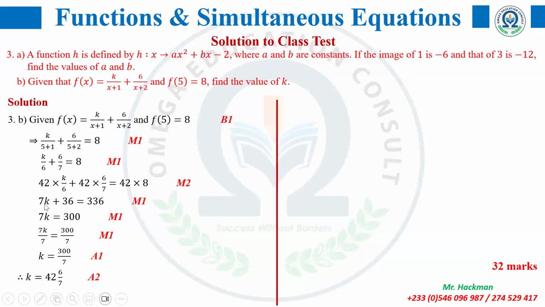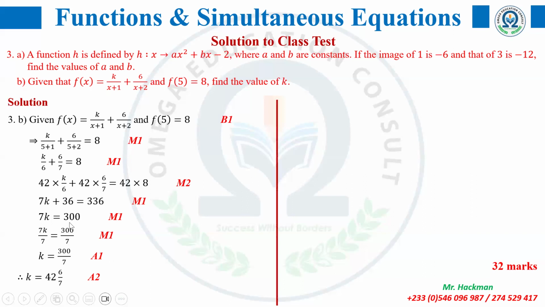So at this point, I am solving for my K. I've generated one equation in K, and a simple equation for that matter, linear. So I move this one to the side, which will give me 7K is equal to 300, because I'll get 336 minus 36.